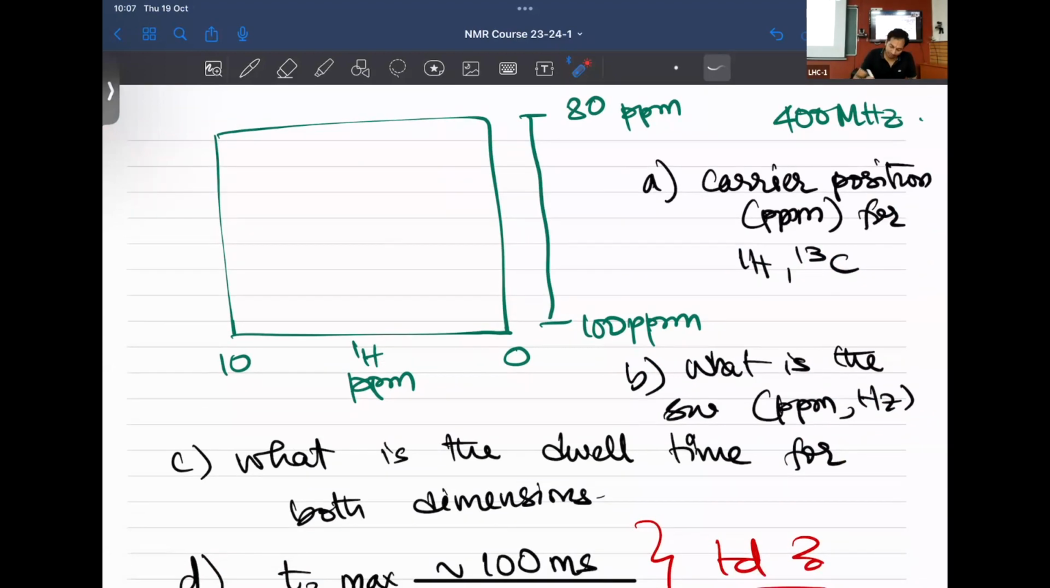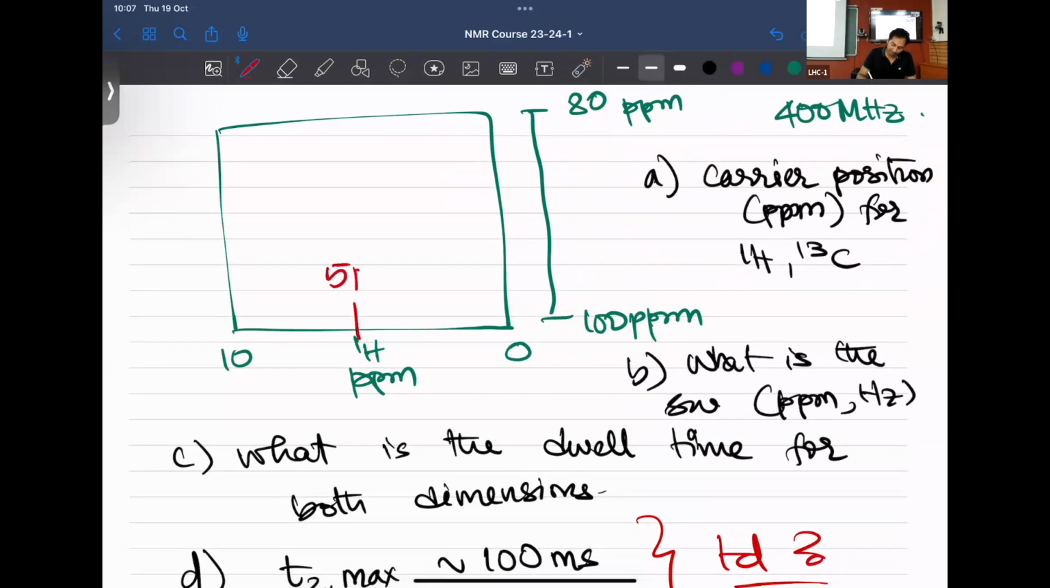So we were talking about what will be the carrier frequency for a spectral width that spans 20 ppm, from 80 to 100 ppm in carbon. Where would you keep your carrier? Sir, proton 5 ppm. Very good. Proton should be 5 ppm. They should be the carrier. And then for carbon, 90 ppm for carbon and 5 ppm for proton. That is correct.